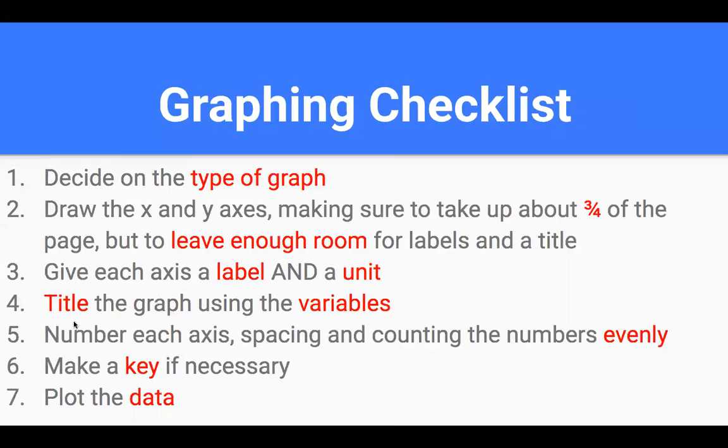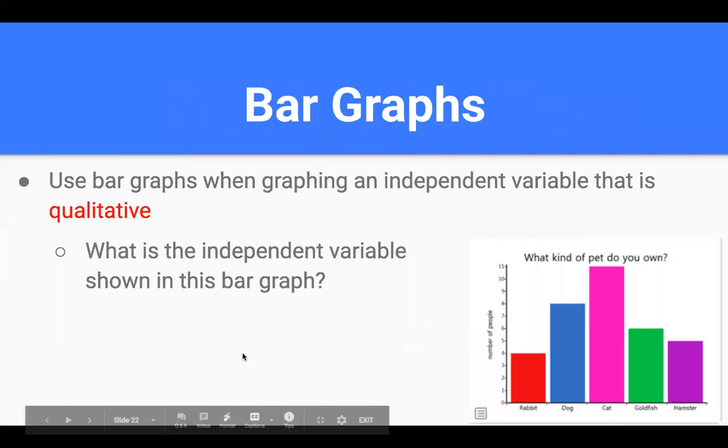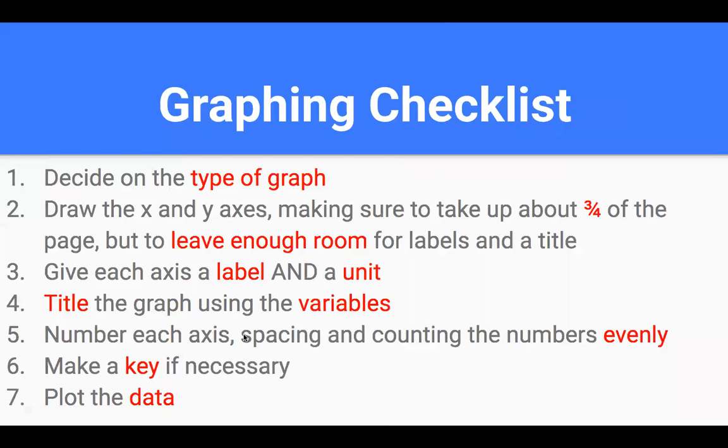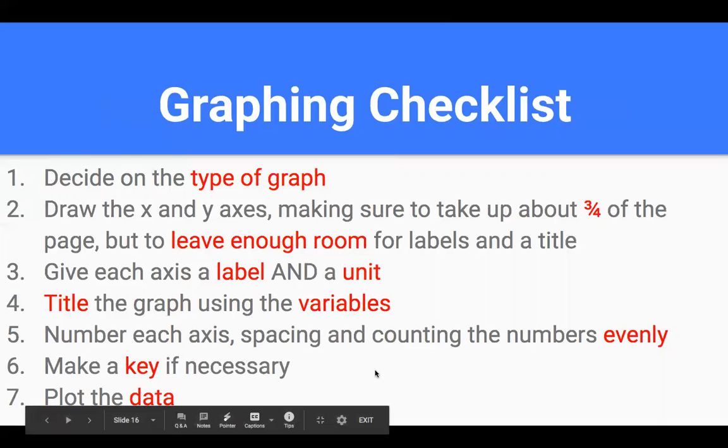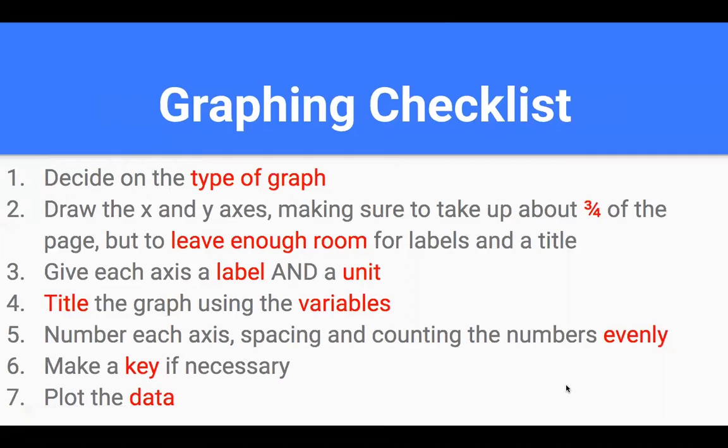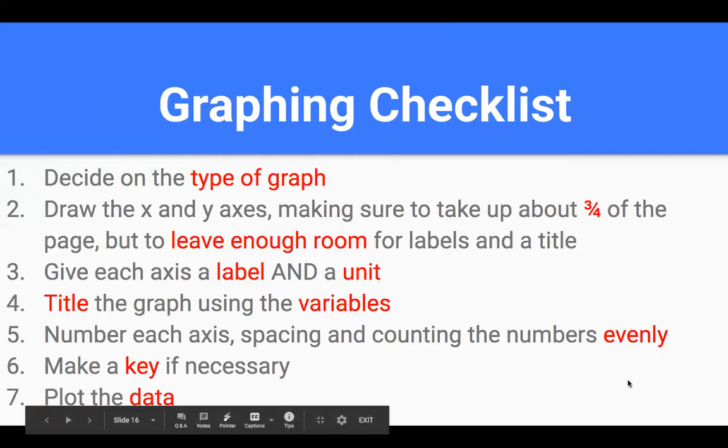You do need to create a title, including the independent and dependent variables. And you do need to make a maximum point for the axis. And make a key if necessary. Last thing, you're going to be typing in the data and plotting it to make a bar or line graph.